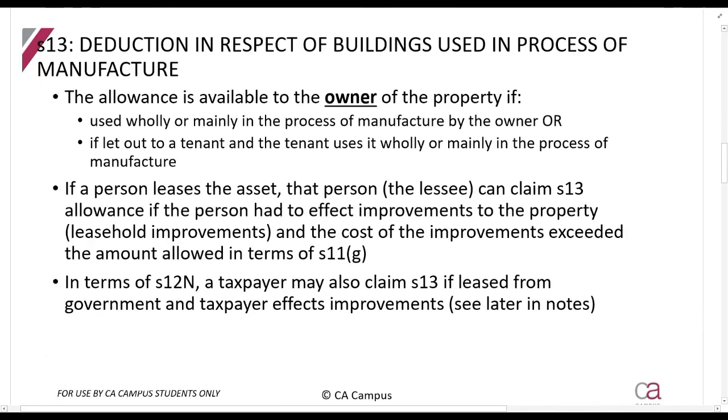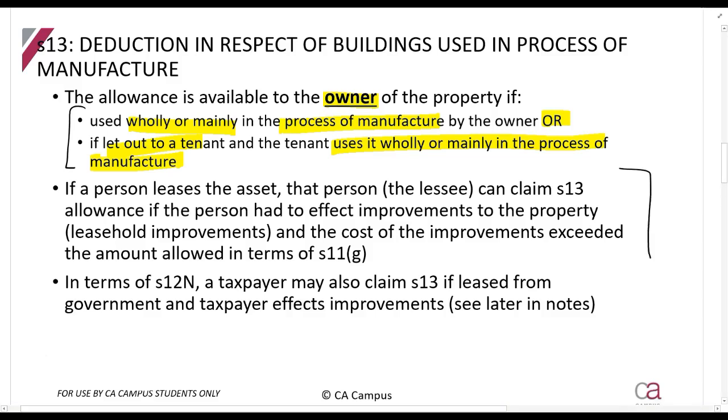Now, this allowance is available to the owner of the property. If it was used wholly or mainly in the process of manufacture, that's what we just discussed, more than 50% for a factory building, or if you let it out to tenants who use it wholly or mainly in the process of manufacture. So please understand, guys, as long as the factory building is being used in the process of manufacture, then you can get this allowance as the owner. You don't have to do it yourself. You can be renting it out to someone else, so you'll then be taxed on the rental income, but you can still claim the allowance.